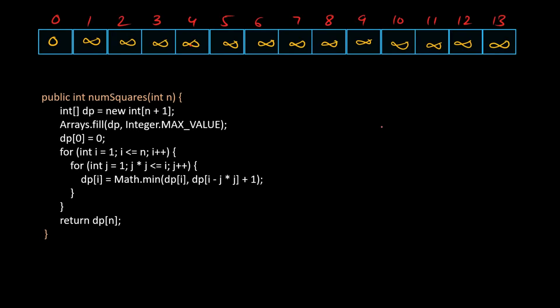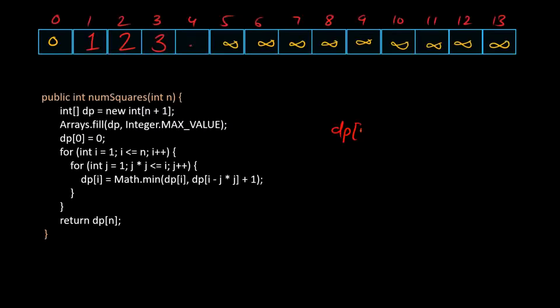So initially I have filled my DP array with Integer.MAX_VALUE except at index 0. Here DP of i represents the minimum number of perfect square numbers required to make sum i. Now for DP of 1, as we don't have any perfect square number below 1, I will require at least one number. For DP of 2, I will require 2 numbers.